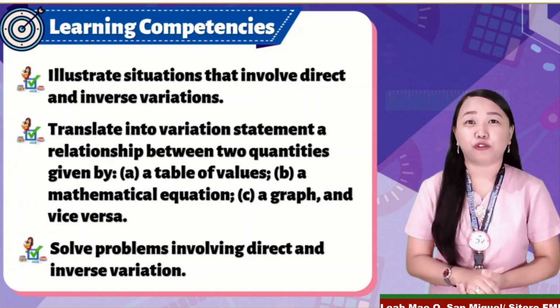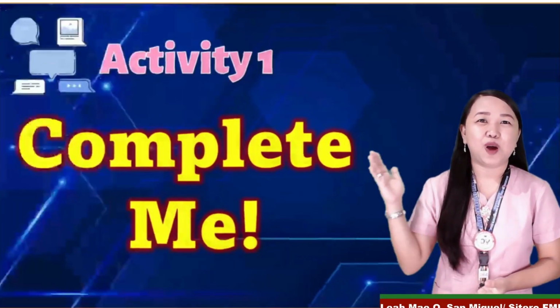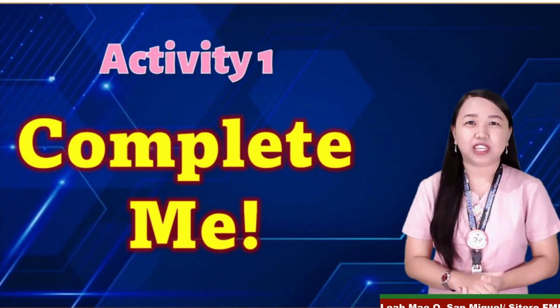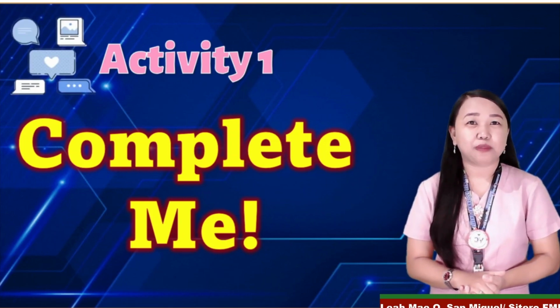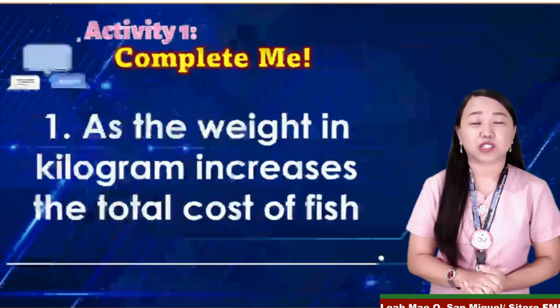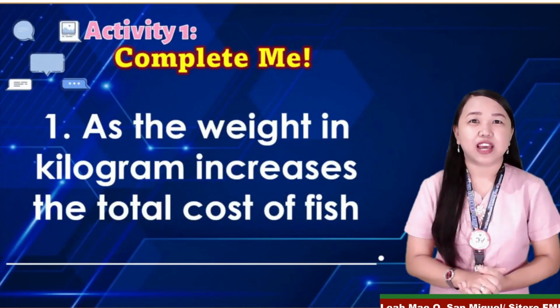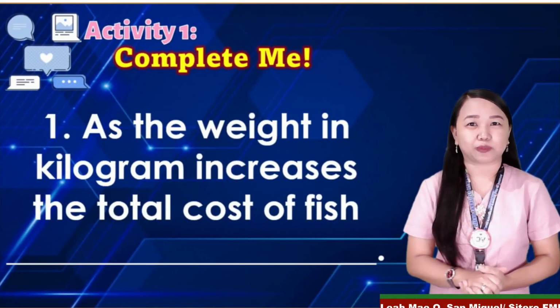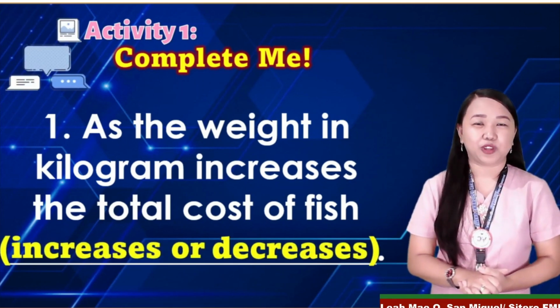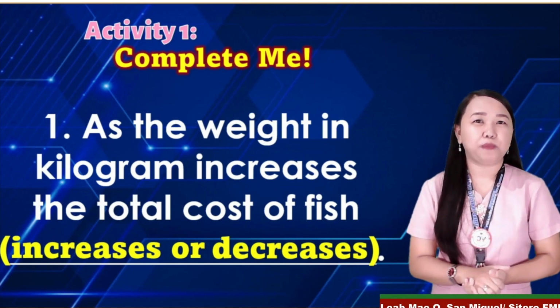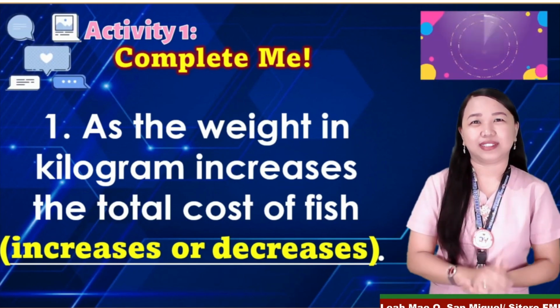Let's begin with the first activity entitled Complete Me. Complete each statement which shows the relationship of two quantities by filling in the blank with the word increases or decreases. Statement number 1. As the weight in kilogram increases, the total cost of fish blank. Is it increases or decreases? You have 10 seconds to complete the relationship. Go!